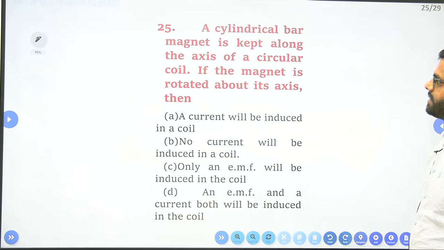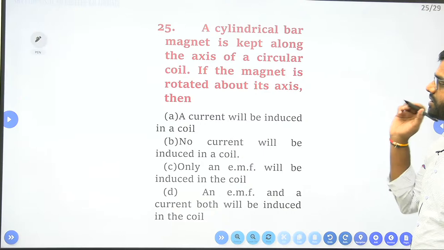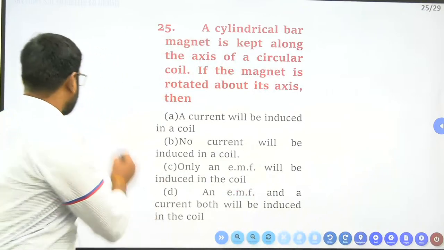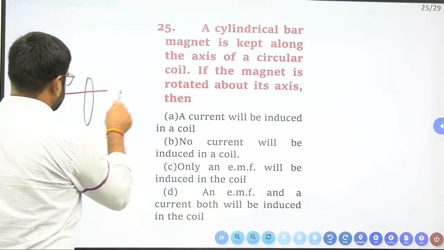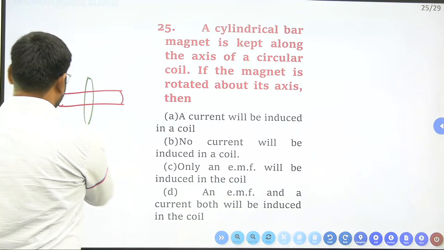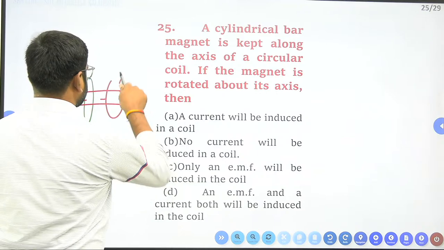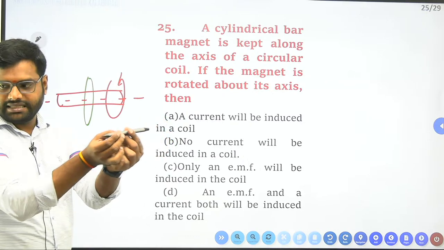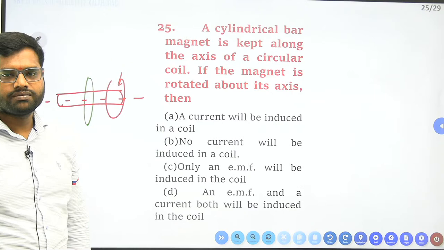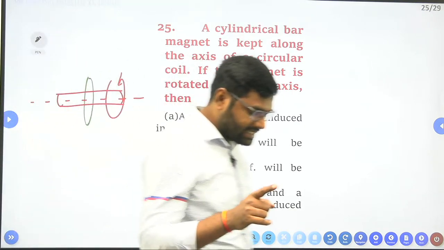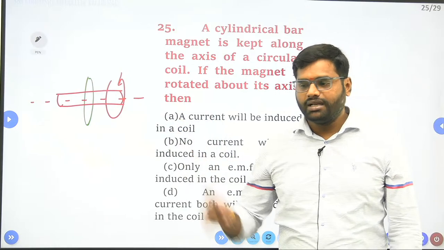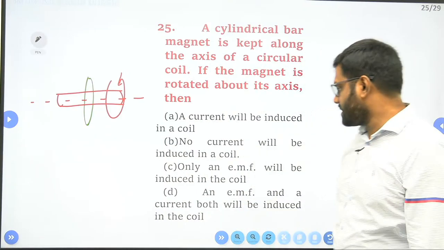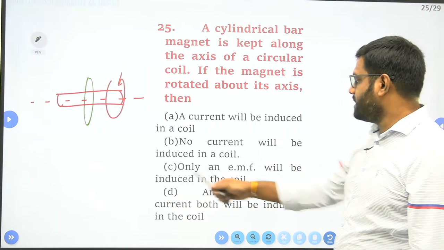A cylindrical bar magnet is kept along the axis of a circular coil. The magnet is rotated about its axis, then what happens? So this is a coil, beta. There is a cylindrical magnet on the axis, and if it is rotated like this on its axis, does the magnetic field through this coil change? As we know, only if the magnetic field linked with the coil changes will induced current take place. There is no change in magnetic field, so no induced current takes place. No current will be induced in the coil.